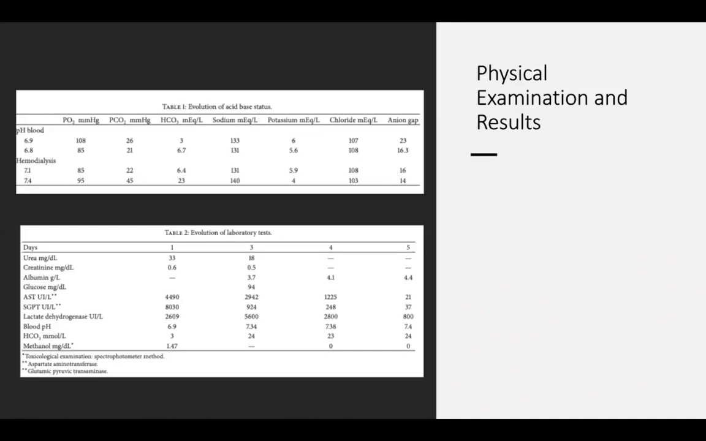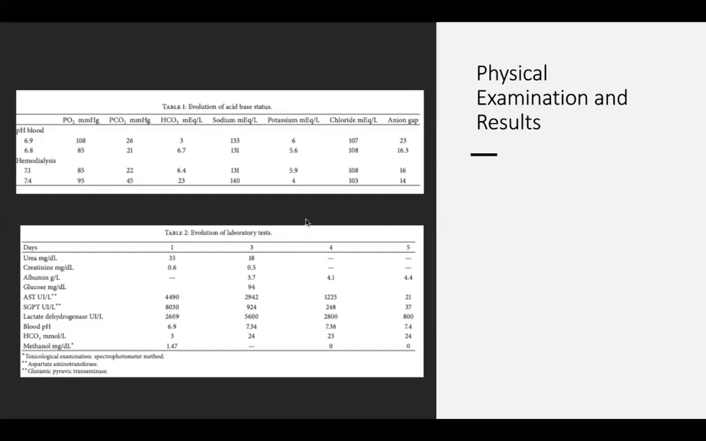2,609 IU per liter. Furthermore, her arterial blood gases demonstrated that she had severe metabolic and respiratory acidosis with a high anion gap. So, based on prior knowledge from class, how do you think metabolic acidosis would affect the pH of the blood? Hopefully you said that metabolic acidosis often lowers blood pH, making it more acidic.